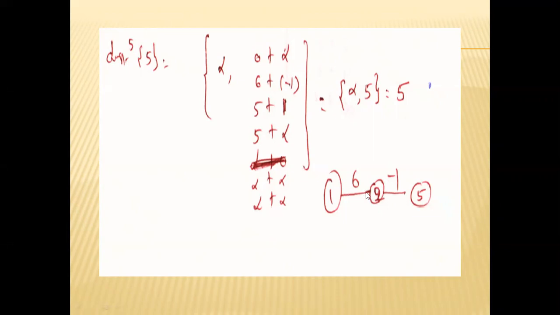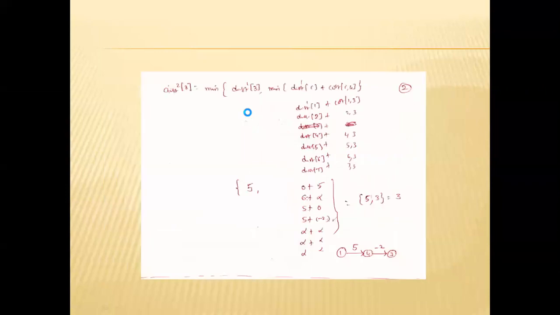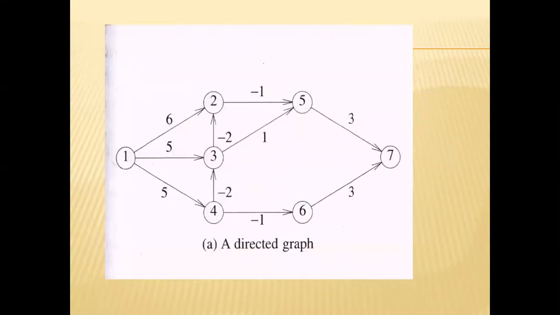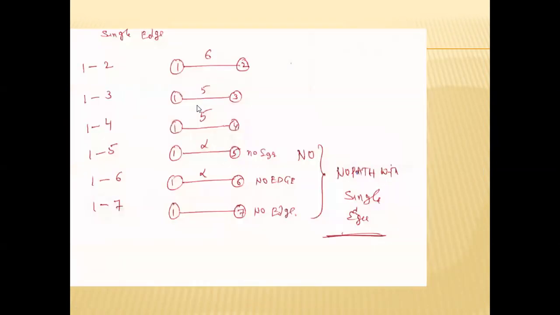6 minus 5, 5. It is the same explanation in our graph. This is the shortest path from the first vertex to the fifth vertex by using two edges. Actually, by using a single edge, there is no path directly from 1 to 5. So you find the shortest path by using two edges. First, consider 1 to 2. Next, consider 2 to 5. 6 minus 1, 5.